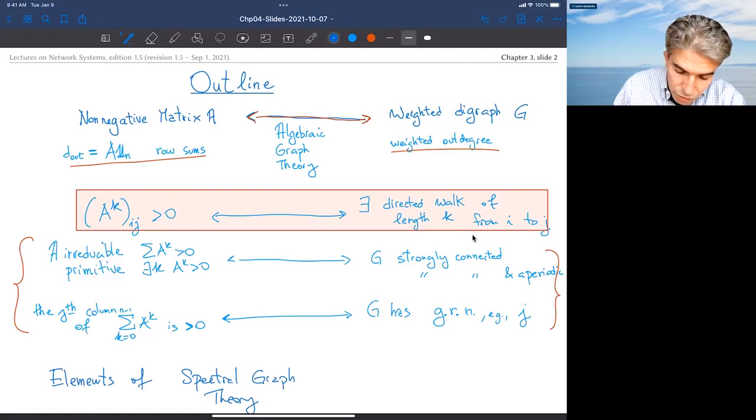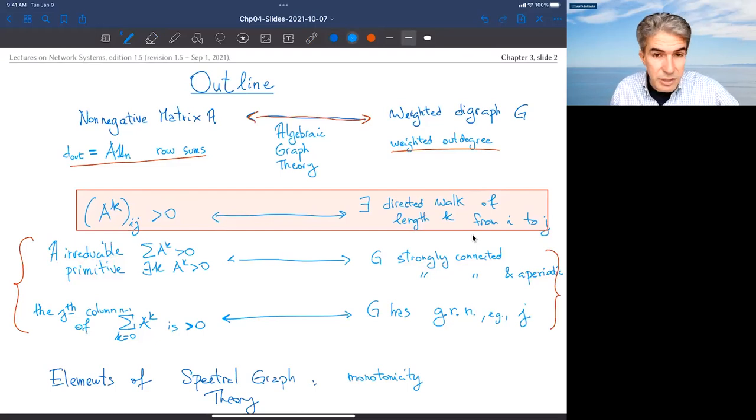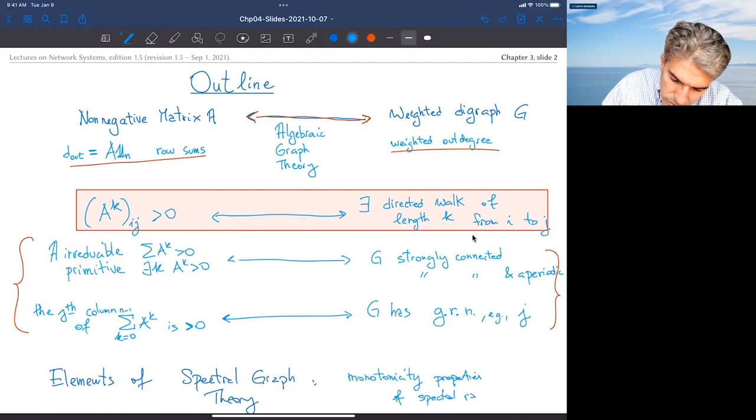And now this theory will be talking to you about the eigenvalues. Well, there will be several properties that I will discuss that fit within this nomenclature. I will be giving you some monotonicity properties of the spectral radius of the non-negative matrix. And you will see that in more detail. So later I will get to it.